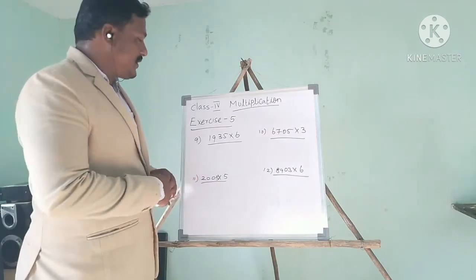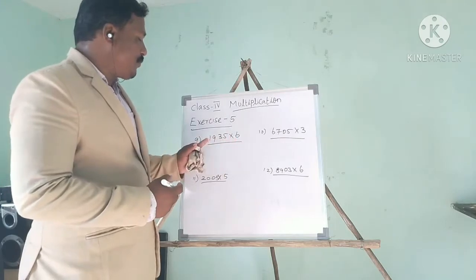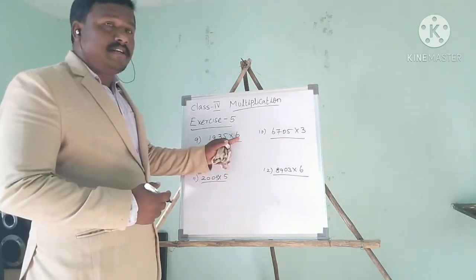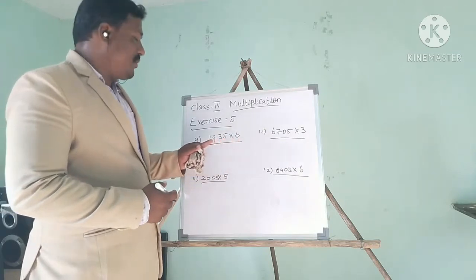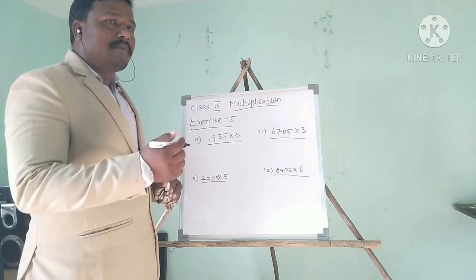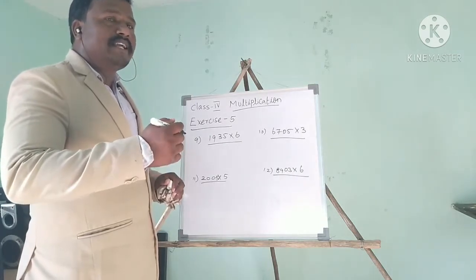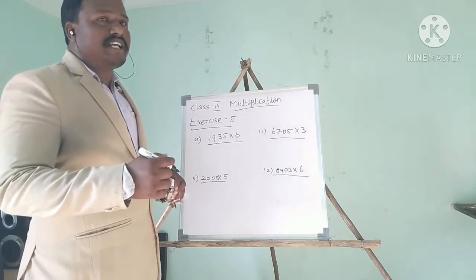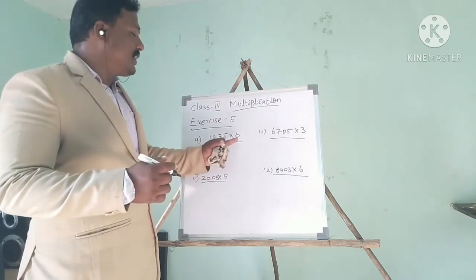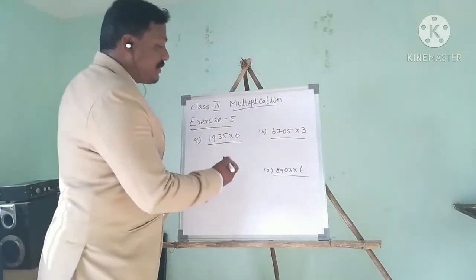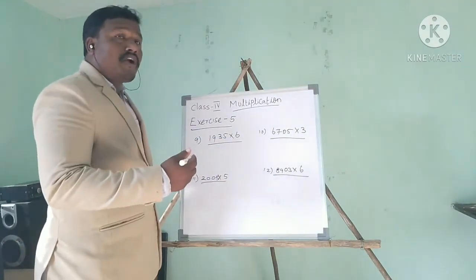Okay, so first I will take this number, 1935 into 6. So we know 6 is the multiplier, 1935 is the multiplicand. Okay, we already talked about this when I gave the introduction about multiplication. I told some properties of multiplication. That time I told you, no? So it's a multiplier, it's a multiplicand. Okay. So now let me find out the product of these two numbers.